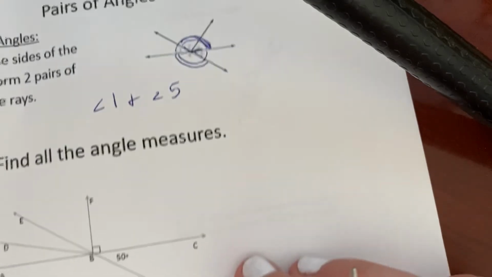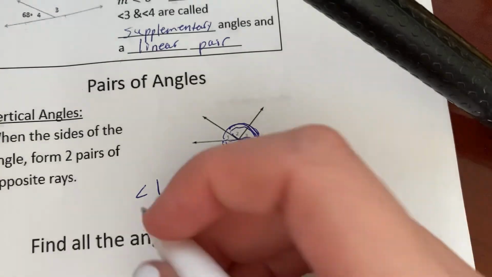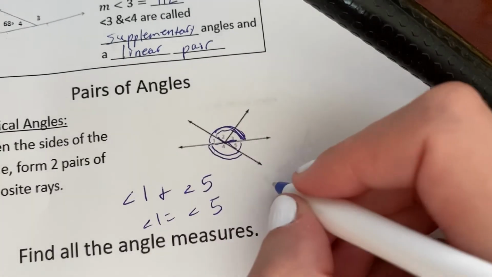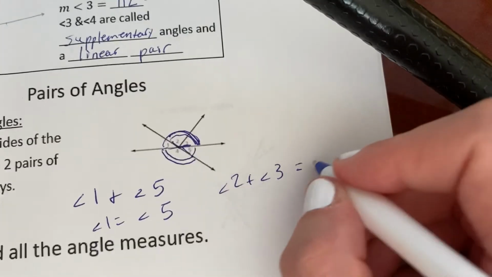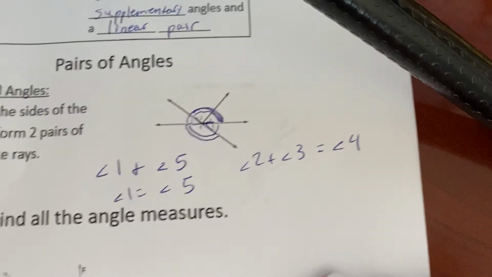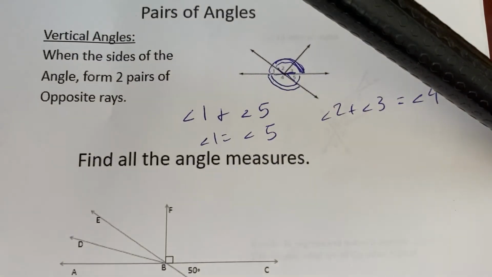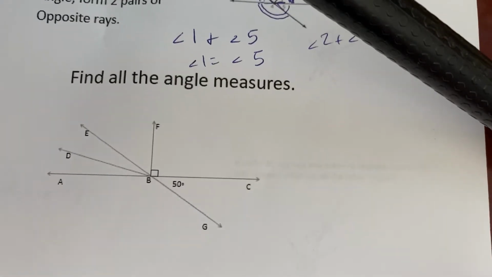Okay, so what's cool about vertical angles, they are equal to each other. So I can say angle 1 is equal to angle 5, and also angle 2 plus angle 3 is equal to angle 4. Okay, just because they're vertical angles. So pretty cool stuff about vertical angles. I'll tell you a lot about this. And so we can use that knowledge and find all of these angle measurements.